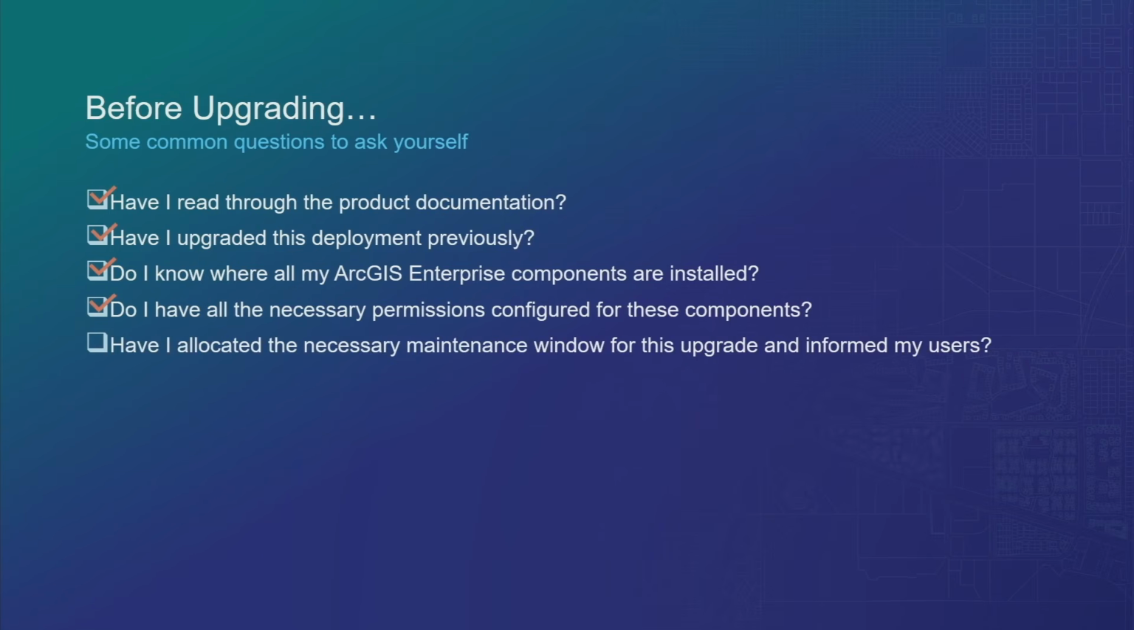And have I allocated the necessary maintenance window for this upgrade and informed my users? Next, you want to make sure that you are informing your users about the potential disruptions related to upgrading. Upgrading will take time, and you want your users to be prepared for the necessary maintenance window. You also want to ensure that you are aware of the changes and the new features that will be presented after the upgrade is complete.